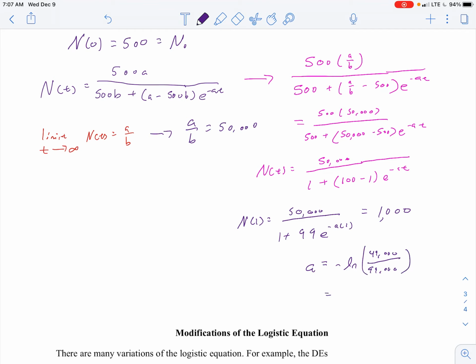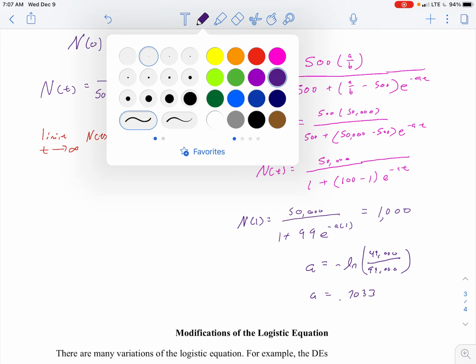I'm only doing this because we don't have much time, and that's algebra 2. And so we could say that a is equal to 0.7033. Again, if you plugged this into your graphing calculator, it would spit out what a is. Now that we know what a is, we can plug a into our expression right up here.